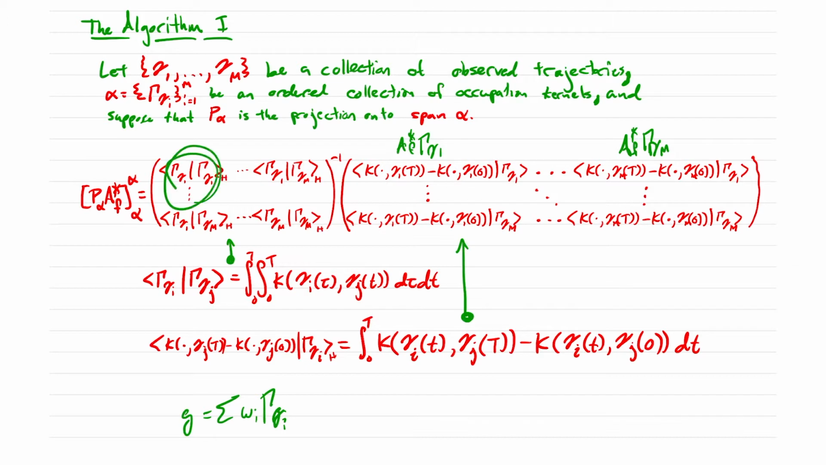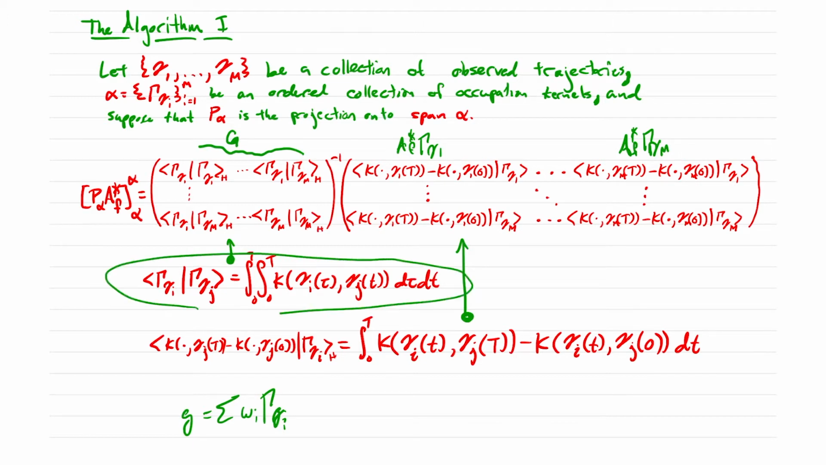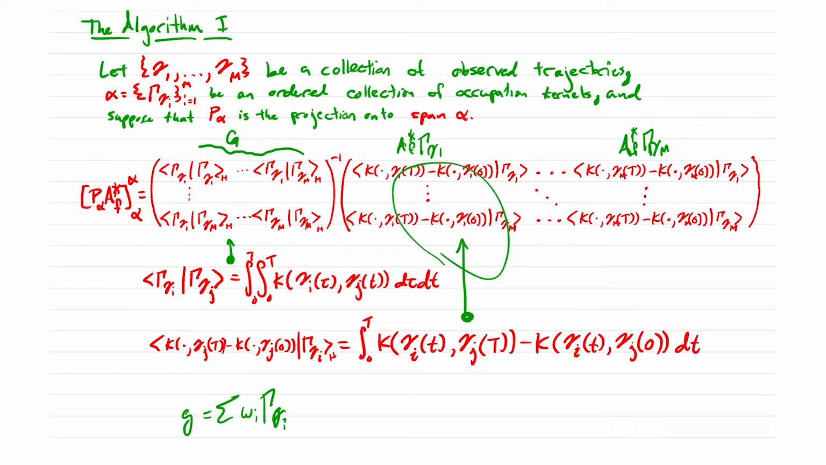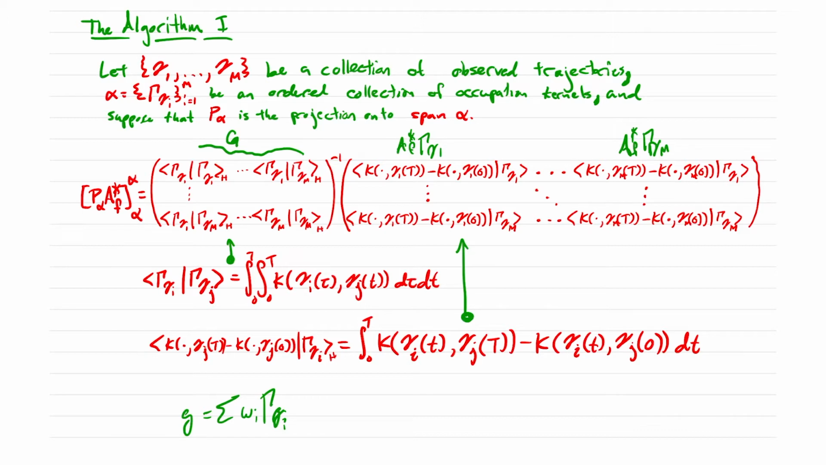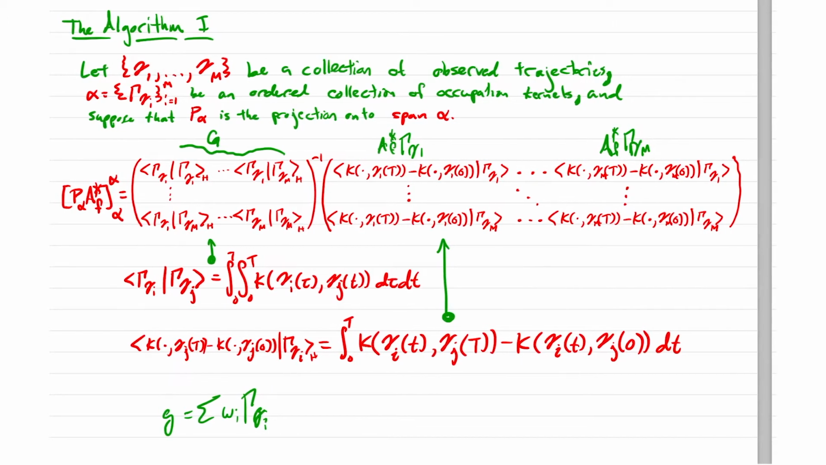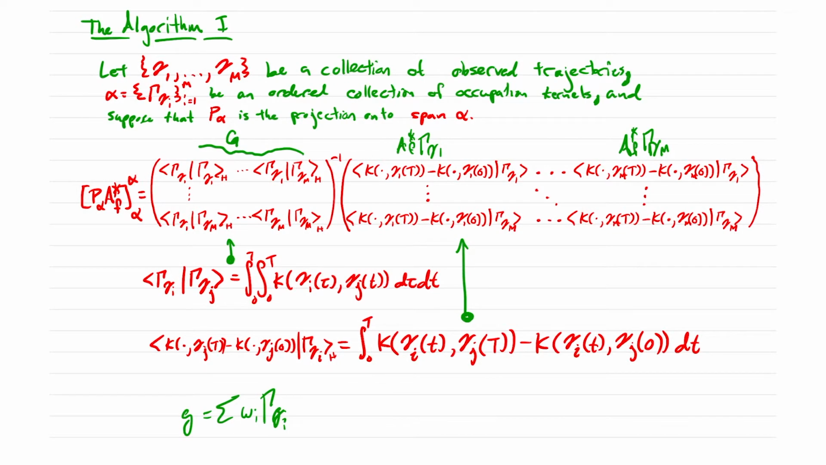Now, this here on the left is our Gram matrix, so call this G, and every one of these elements can be computed through a double integral using our kernel, and everything over here is basically just an integral of the difference of these kernels. And all of this comes from the definition of occupation kernels themselves. Okay, so now let's say we've made this matrix.